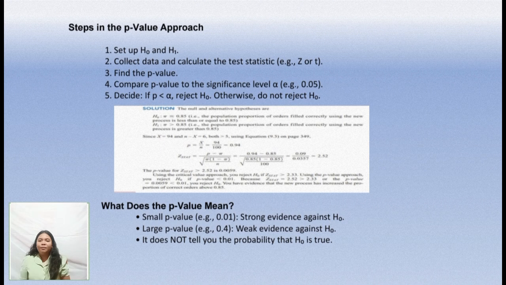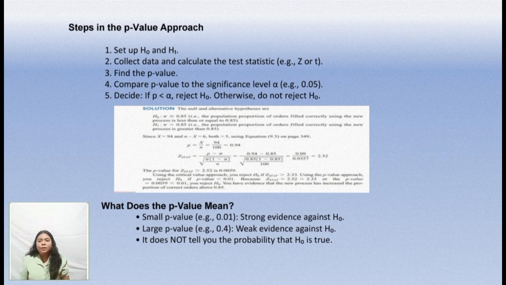And the fourth is to find the p-value. So for z equal to 2.52, the p-value is 0.059. And step 5 is to make a decision. So the significance level is 0.01. Since the p-value is 0.059, less than 0.01, we are going to reject the null hypothesis.